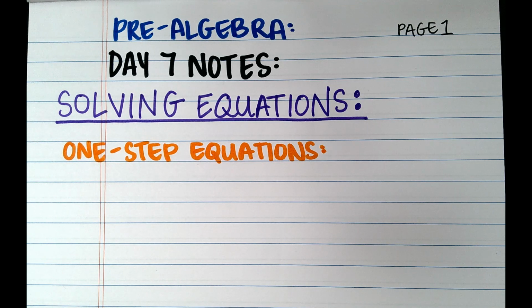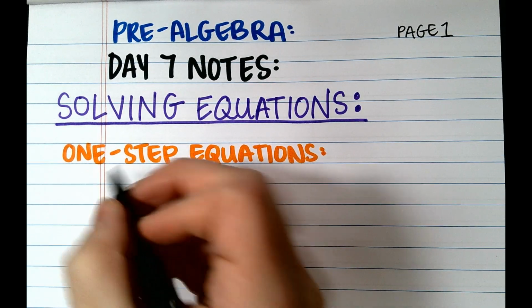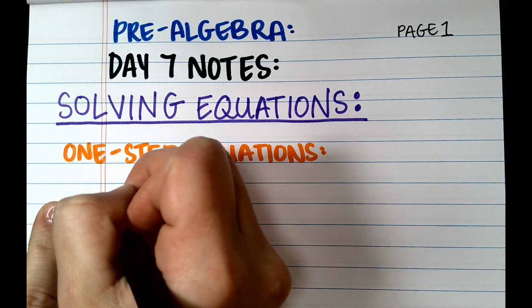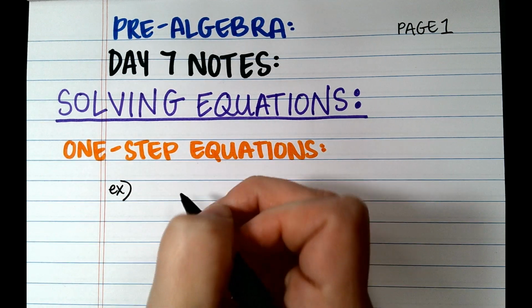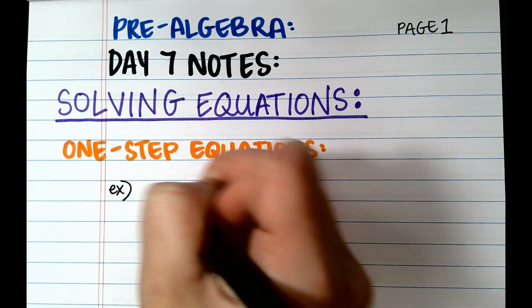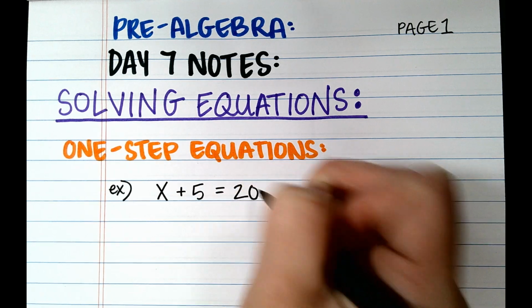Okay. So, in a one-step equation, that just means that you only have to take one step to solve it. You have to either add something, subtract something, multiply something, or divide something. You're only doing it once. So, an example of a one-step equation would be something like x plus 5 equals 20.